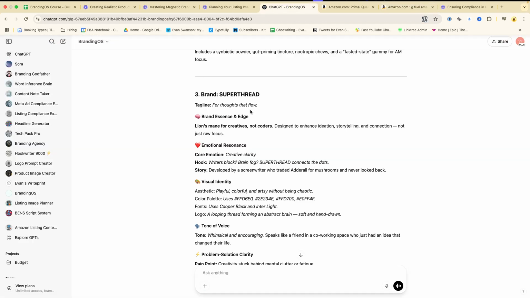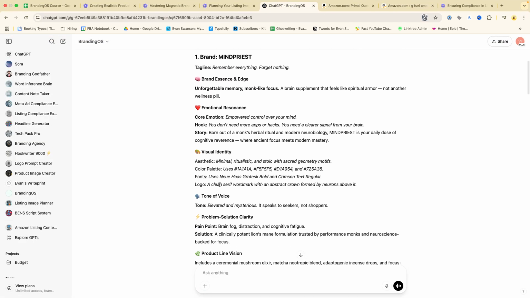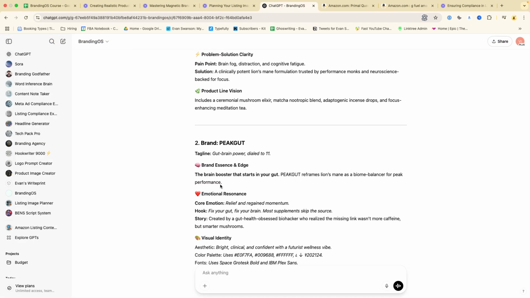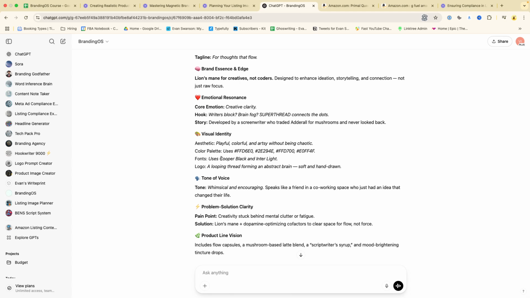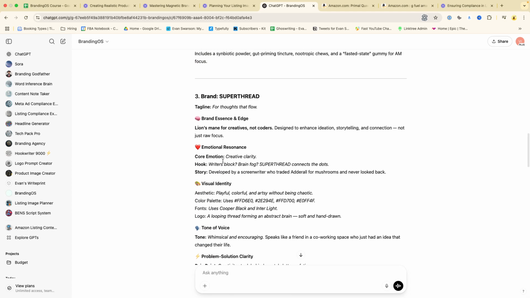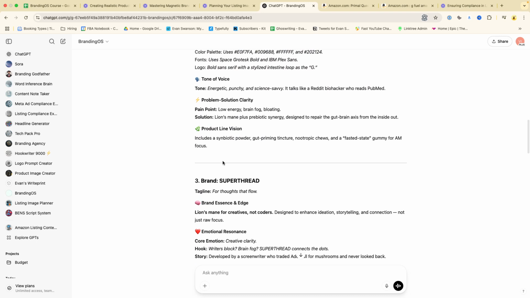So that's what this Branding OS does. It takes your product and then it comes with specific differentiated angles and people to target that you can run with. And of course, it gives you a whole brand guide included. So you can very quickly take this and move into developing your logo and your product packaging and getting your brand launched.